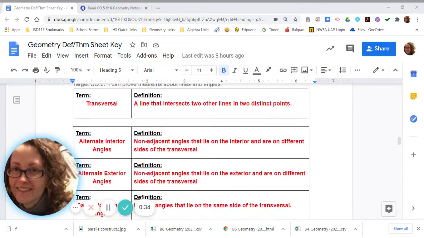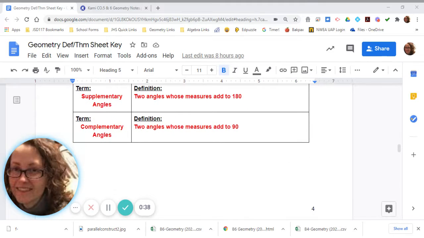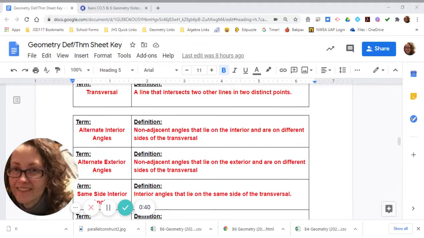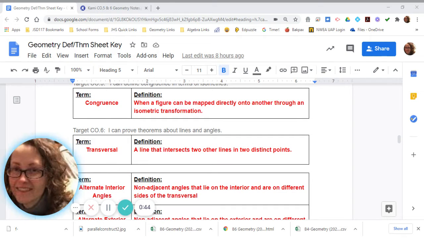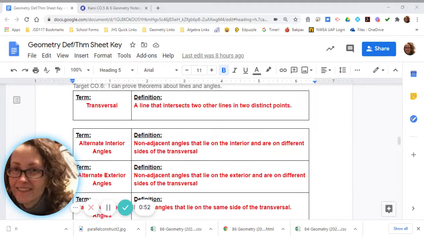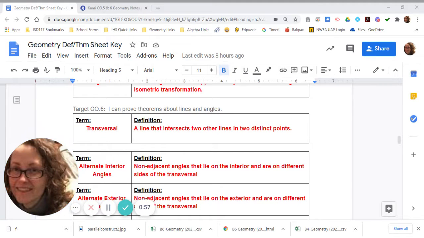So I have posted this definition and theorem key, which has been updated since the last time you did. So if you haven't already, you'll need to pause the video and make sure that you get all of these vocab words completed and updated in your copy of your definition and theorem sheet, so that you know exactly what I'm talking about when I'm using the vocabulary for this section.